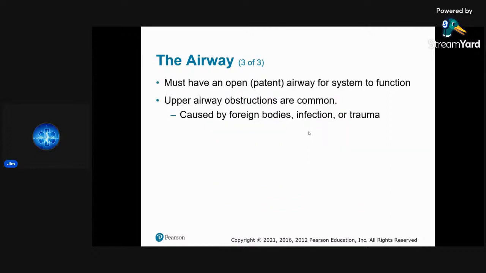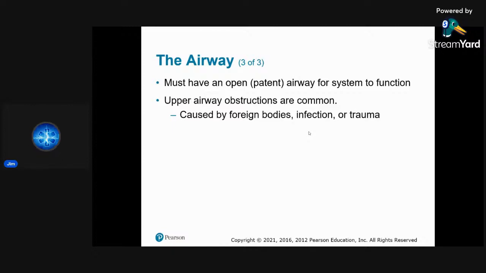The airway. We must have an open, or what we call a patent airway in our world, for the system to function. If we don't have an airway, we don't have a patient. You're going to hear that said over and over throughout your career. So we've got to have a good patent or open airway.